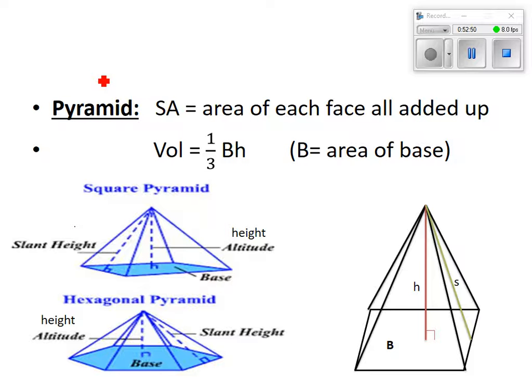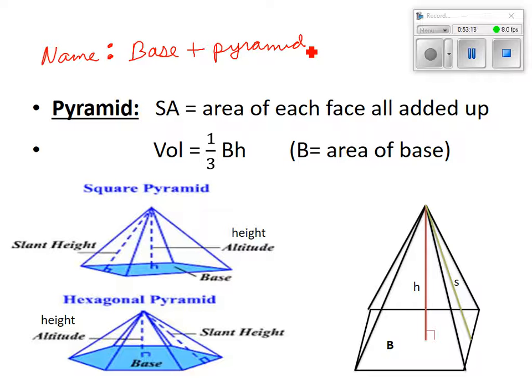The last one, a pyramid. To name a pyramid, you're going to do this: the base plus pyramid, just like with a prism.